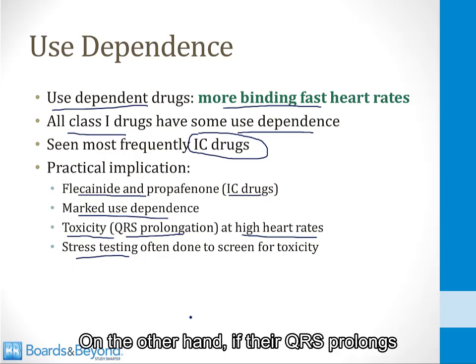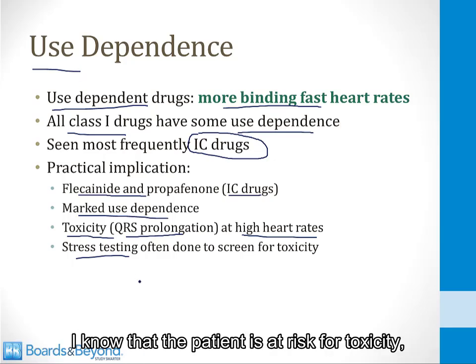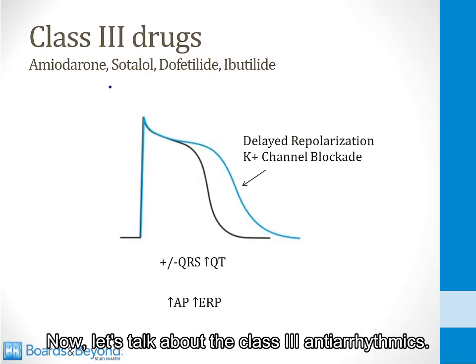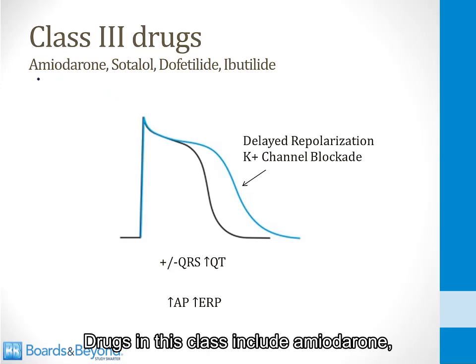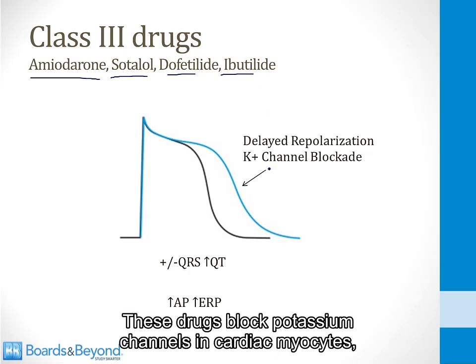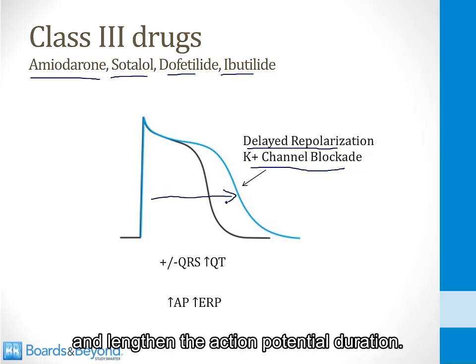On the other hand, if their QRS prolongs at high heart rates when the sodium channels are in use, I know that the patient is at risk for toxicity, and I need to either stop the drug or modify the dose. Now let's talk about the class 3 antiarrhythmics. Drugs in this class include amiodarone, sotalol, dofetilide, and ibutilide. These drugs block potassium channels in cardiac myocytes, and that will delay repolarization and lengthen the action potential duration.